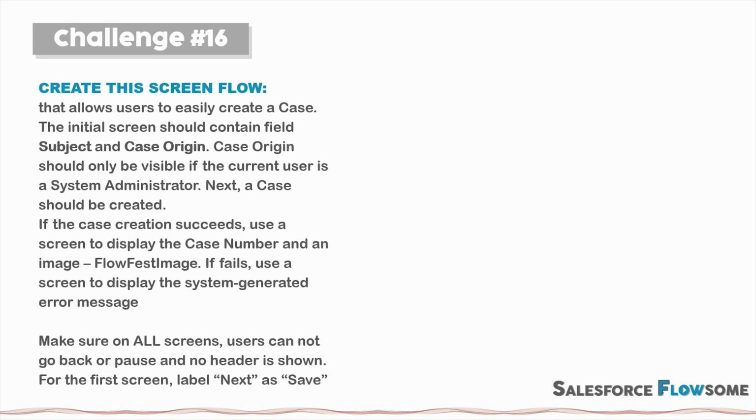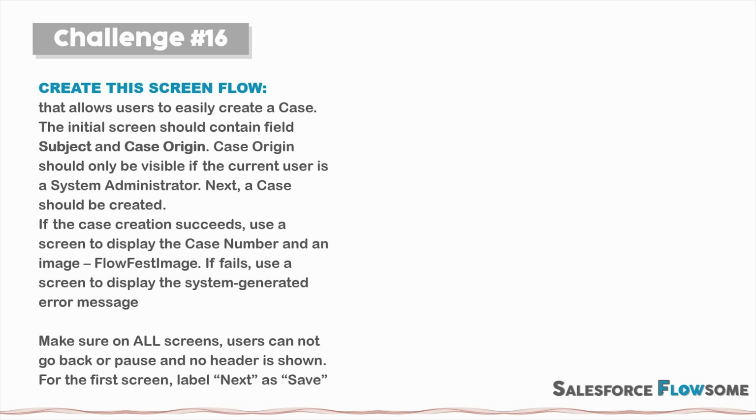Then we want to take a look at challenge 16. Challenge 16 is saying, create a screen flow that allows user to easily create a case. The initial screen should have two fields, subject and case origin. And case origin should only be visible if the current user is assistant admin. Next, we should create that case. If the case is created successfully, we want to use the screen to display the case number and an image. If not, we want to display an error message. Finally, make sure on all screens, user cannot go back or pause, and no headers is there. Finally, for the first screen, label the next button as save.